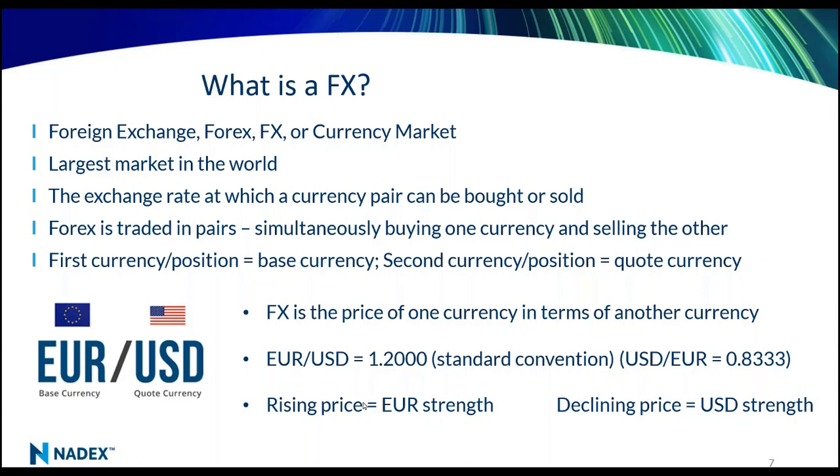Okay, when you look at a chart of a currency pair and you see the price rising, it is the strength in the first currency. So if we saw the euro US dollar chart going up from left to right, it means the euro was getting stronger against the US dollar. That would also mean the US dollar is weakening against the euro. So if the euro US dollar is going up, the euro is getting stronger and the US dollar is getting weaker.